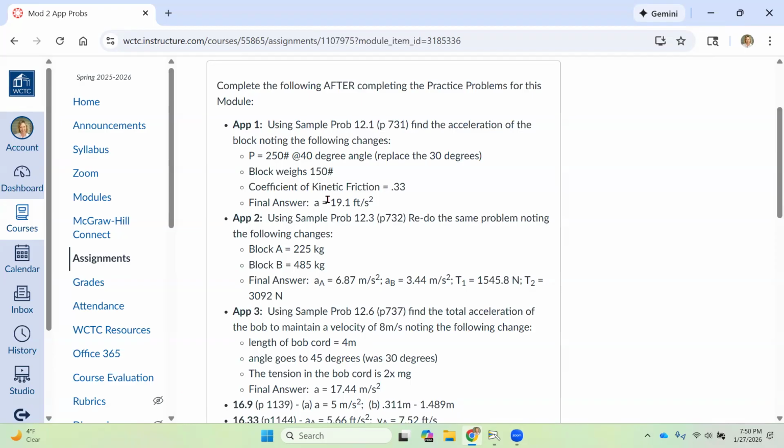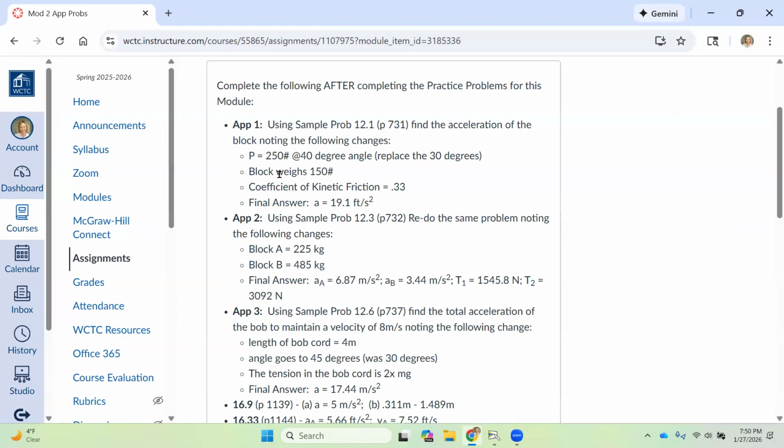And how I have it set up is the first application, it says using sample problem 12.1, which was the first sample we did here in chapter 12. It's on page 731. I want you to find the acceleration of the block, noting the following changes. So similar problem, but this time you're given the P, okay? that you're going to be pushing the block with. So let's take a peek at that sample problem, kind of reminding us what that one looked like.